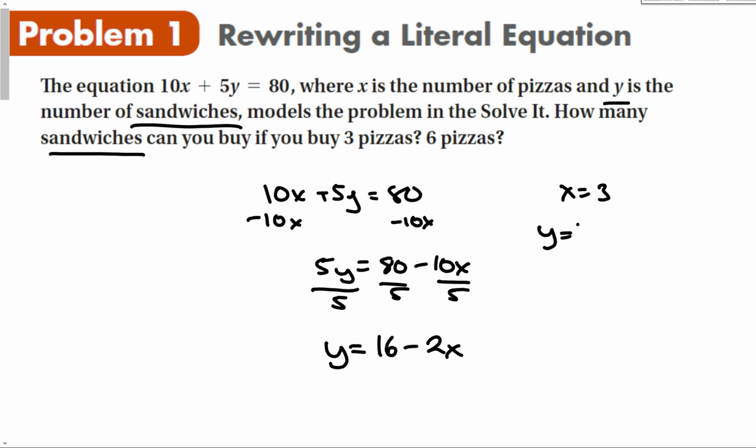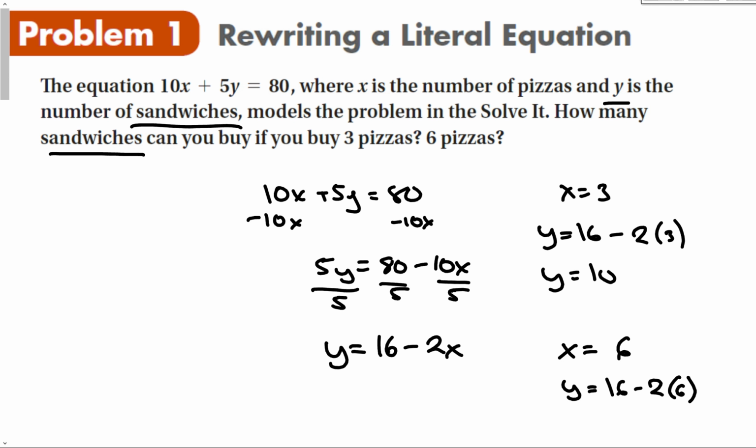So I can go y is equal to 16 minus 2 times 3, which gives me y is equal to 10. So if I buy 3 pizzas, I can buy 10 sandwiches. If x is equal to 6, then y is equal to 16 minus 2 times 6, and when I do this, I get 4. So what did we do here? I took an original equation and rearranged it to come up with a new equation that helped me solve this question a little easier.